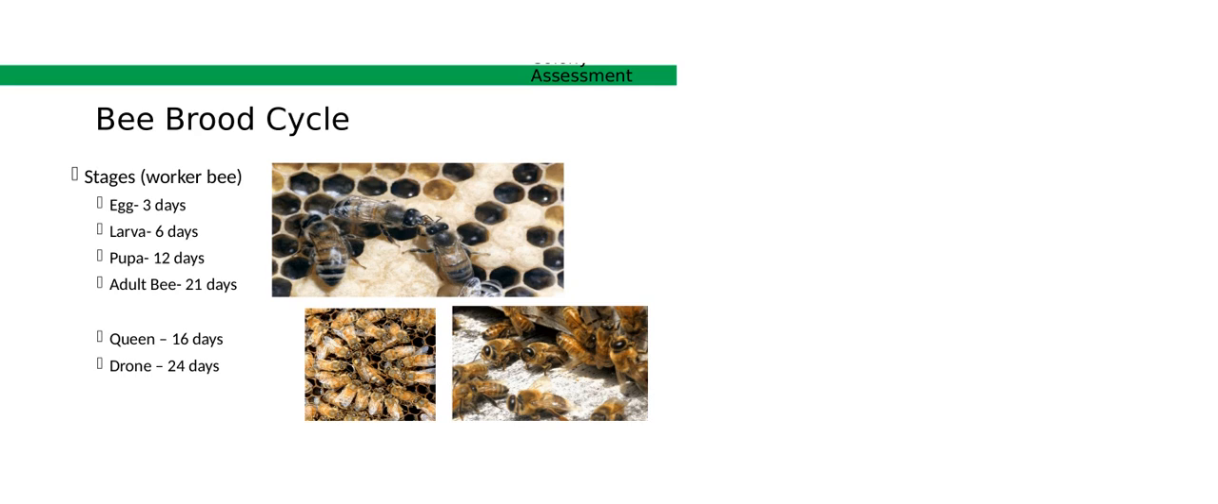And so the bee brood cycle, these are the different stages, just as a little refresher. So they're eggs for the first 3 days, and then they become larvae, then a pupa, and then day 21, they become an adult bee and they are born. They chew their way out of the cell. And so queens take 16 days and drones take 24 days.